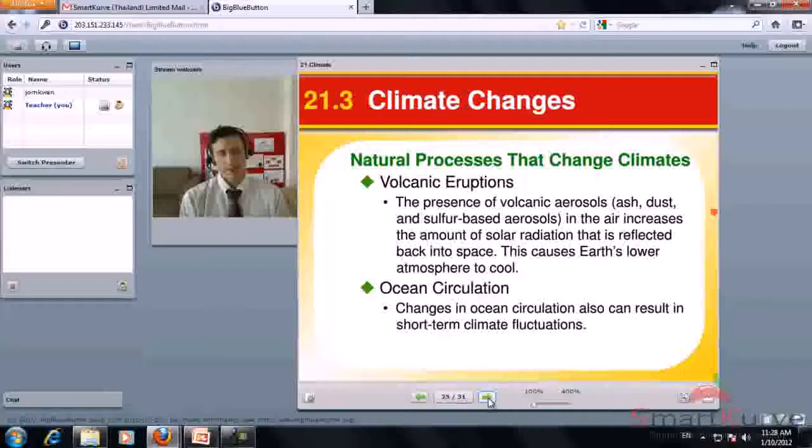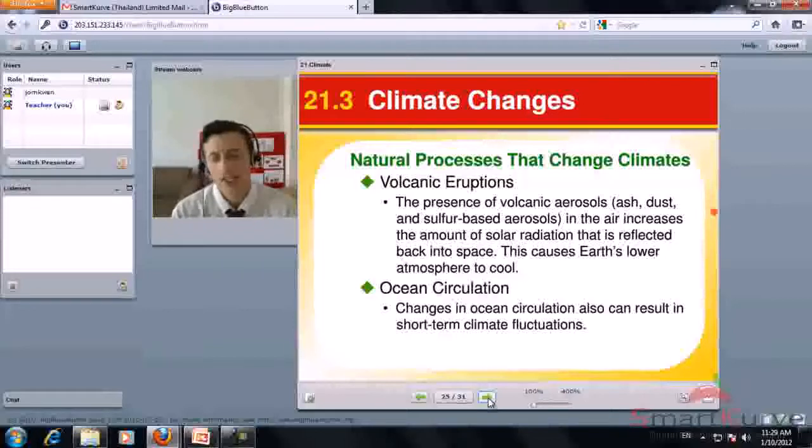Other processes that affect climate change. Volcanoes. That first bullet point on slide 25. The presence of volcanic aerosols such as ash, dust, and sulfur in the air can increase the amount of solar radiation that is reflected back into outer space. This causes the lower atmosphere to cool. So all of this ash in the air almost acts like an umbrella. It blocks out the light, and it can make areas much cooler.